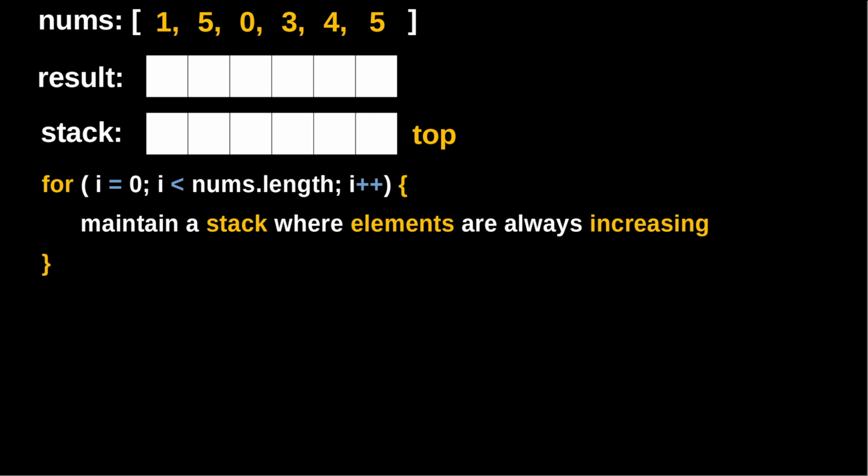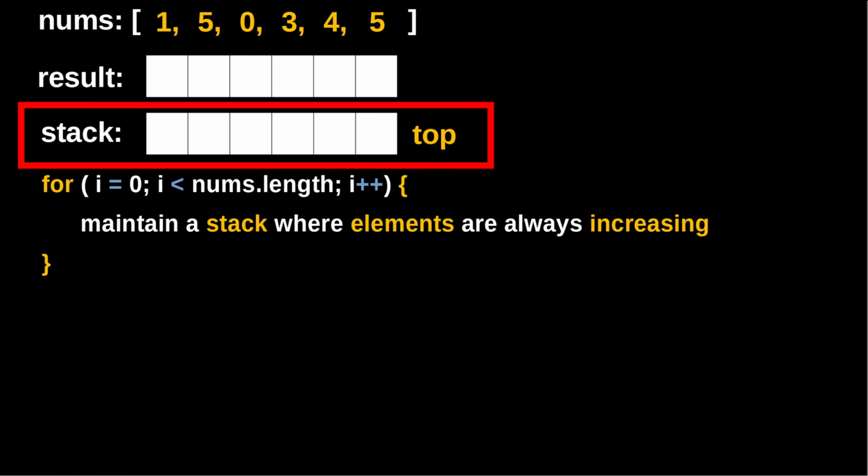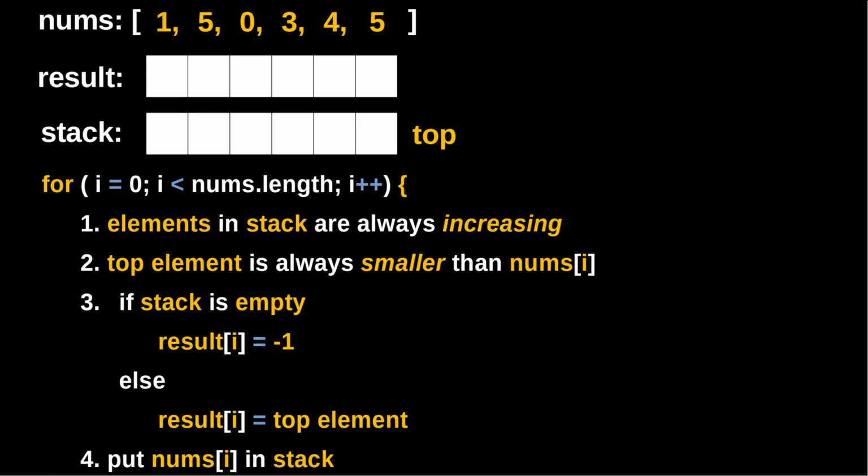Inside this for loop, we have to maintain a stack where all the elements are always increasing. First, I will explain how we maintain this stack, and then I will explain why we have to maintain a stack where the elements are always increasing. These are the 4 steps inside the for loop. The elements in the stack need to be always increasing. The top element needs to be smaller than nums[i] as we are iterating through the nums array. And if the stack is empty, results[i] equals -1. Otherwise, results[i] is equal to the top element. And then we put nums[i] in the stack.